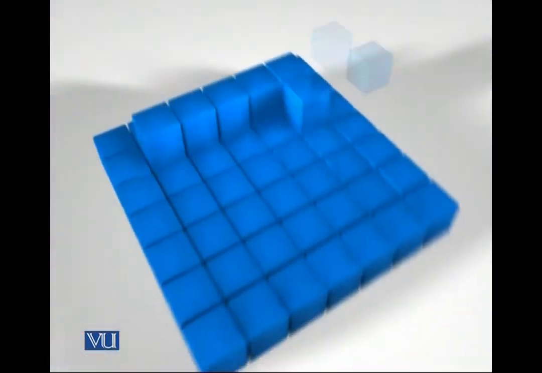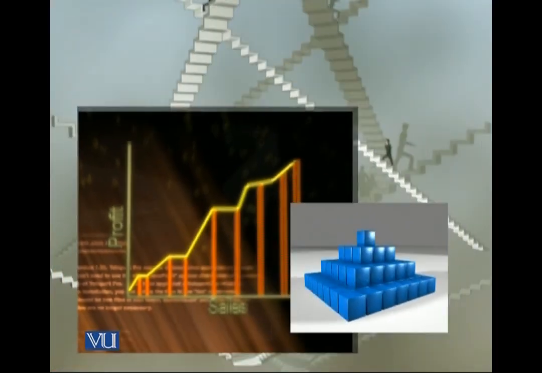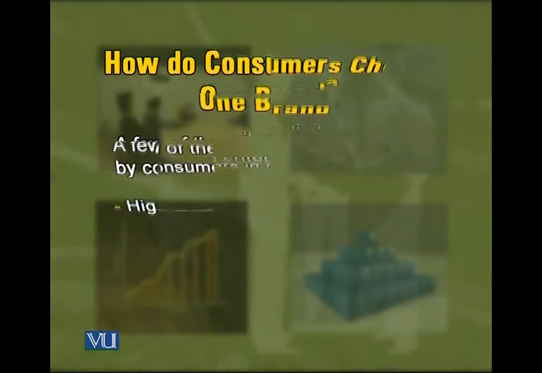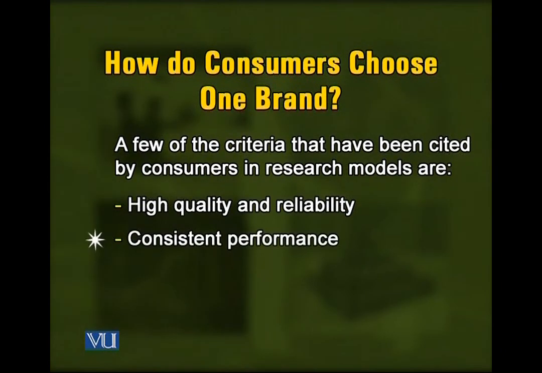But let us try to take a look at those one by one in relation to a research finding. Again, I'm going to talk about those attributes which research has shown us are the main attributes that form customer buying criteria. Meaning, different products across categories, when bought by different customers, these are the factors or attributes which come into play before you make the decision to buy one certain brand. And those are high quality and reliability, consistent performance.